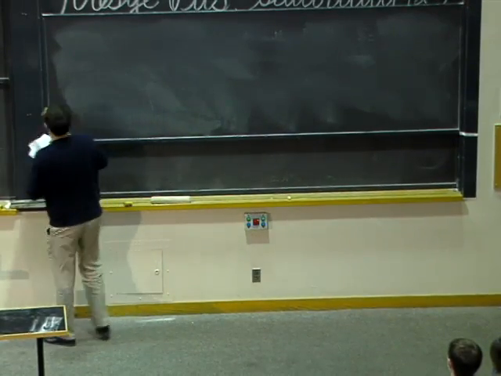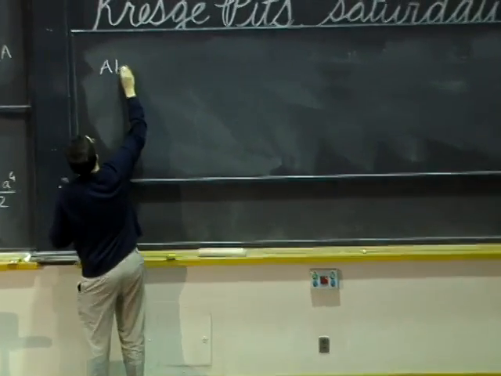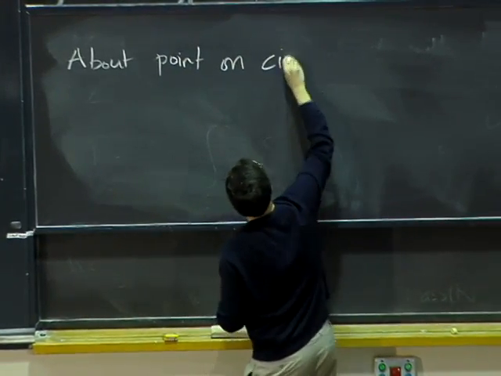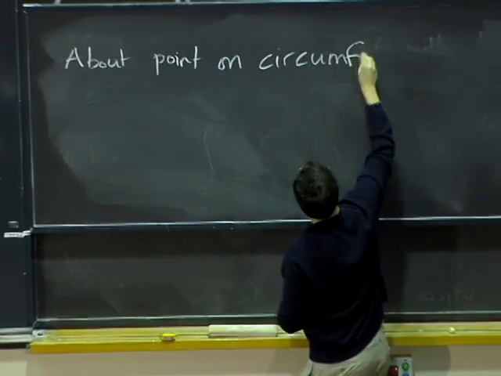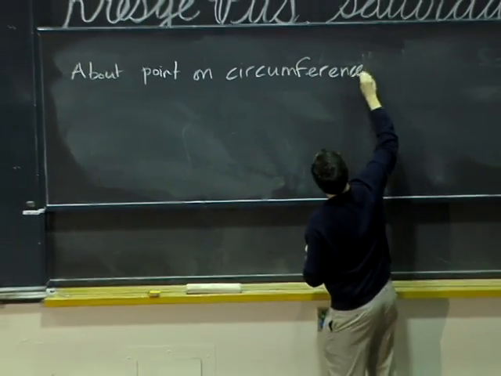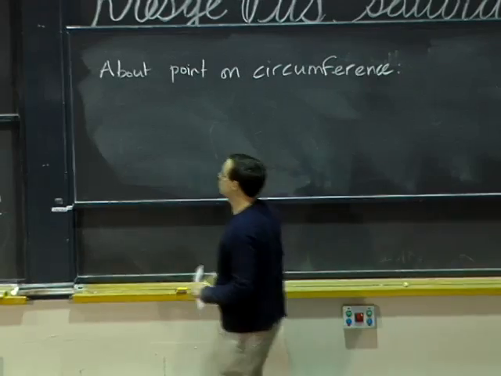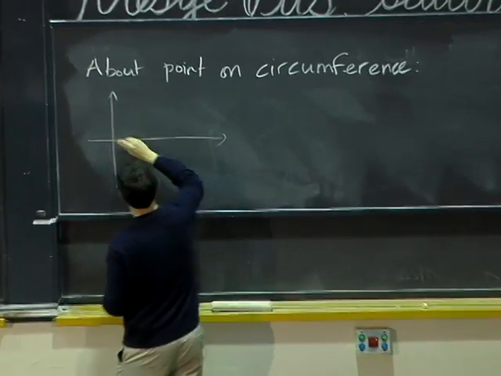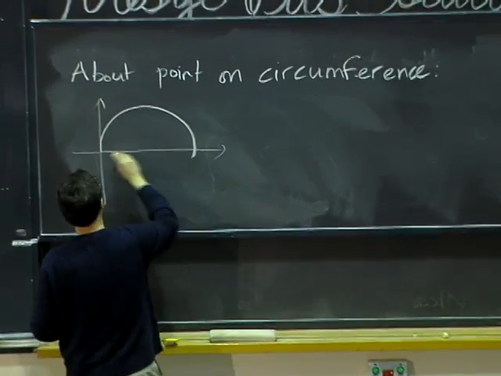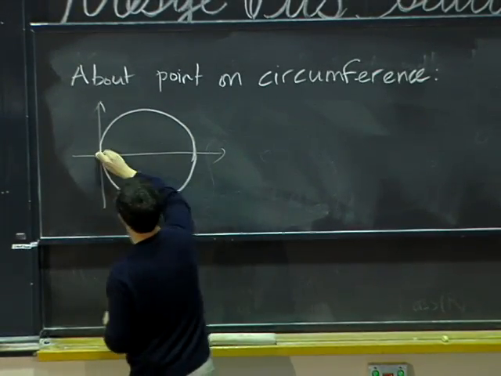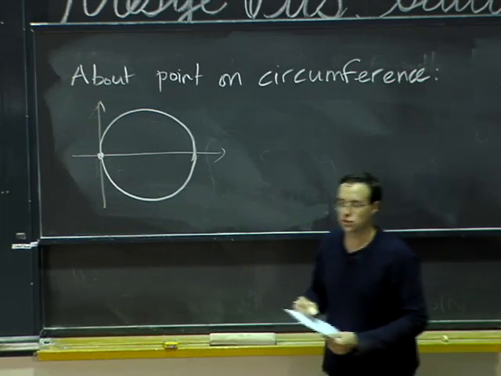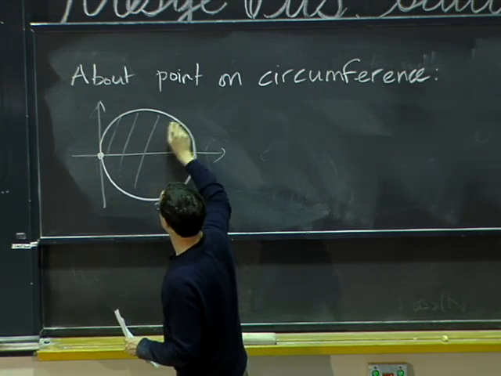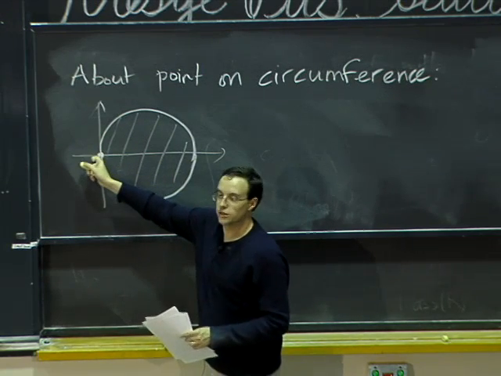So, about a point on the circumference, what I would have to do is set up my region like that. Now I've moved the origin so that it's on the circumference of the disk, and I will again try to find the moment of inertia of this disk about the origin.